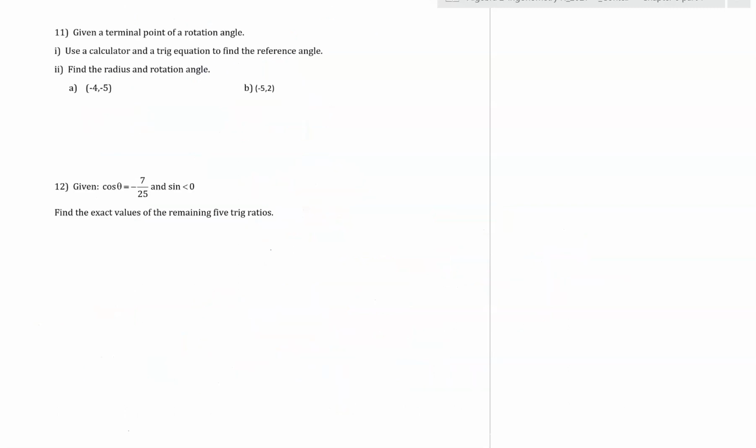All right, for number 11, you are given a terminal point, and you need to find the reference angle, the radius, and the rotation angle. Let's do part A together. Negative 4, negative 5. If that is my terminal point, I'm in quadrant 3. I could use the Pythagorean theorem to find r, the radius. Go ahead and pause the video and solve for r. Okay, hopefully you got r equals 6.40. So I found the radius.